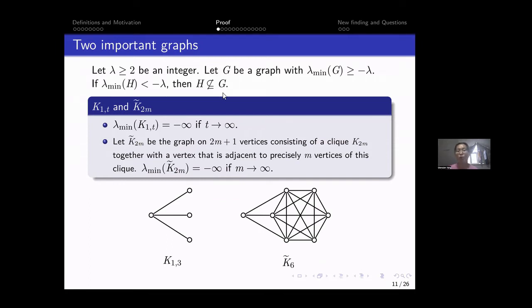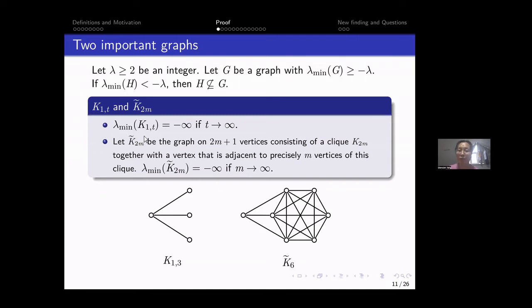So I want to show two important graphs with the smallest eigenvalue as small as possible. The first one is the claw graph. The claw graph K_{1,t} is a vertex adjacent to t pairwise non-adjacent vertices. For example, here I give a claw graph K_{1,3}.